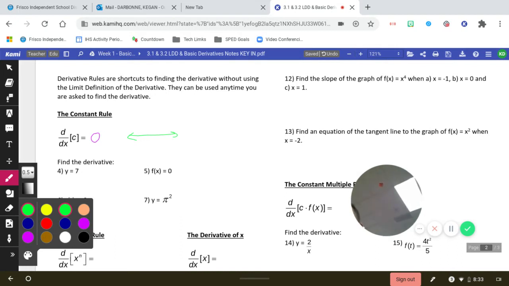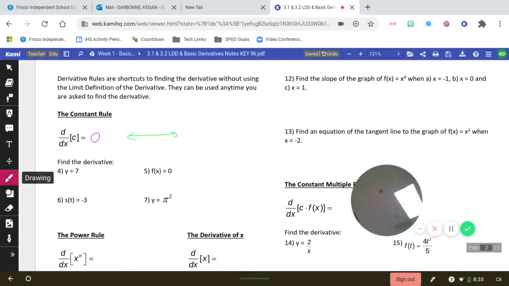Okay, so let's find our derivative. So we have y is equal to 7. Well, then that would mean y prime is equal to 0. f of x is equal to 0, then f prime of x is equal to 0. Derivative of 0, which is still a constant, just 0. s of t equals -3, s prime of t is equal to 0. y is equal to pi squared, y prime is equal to 0.